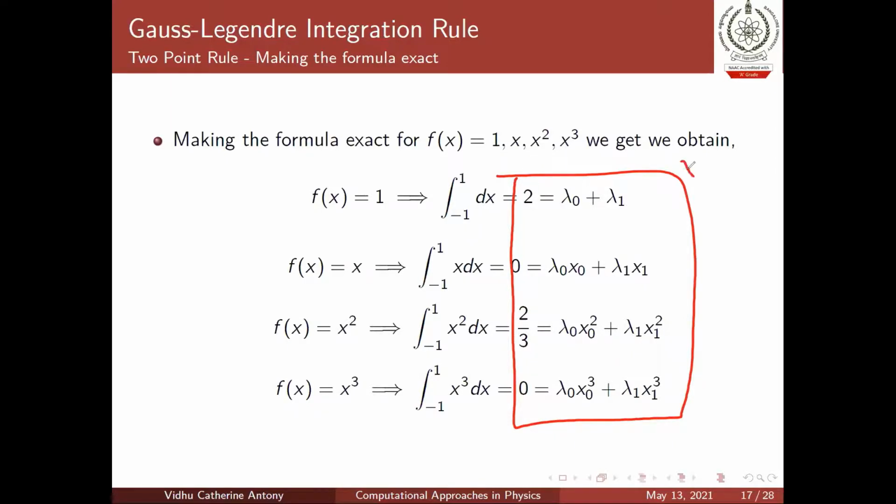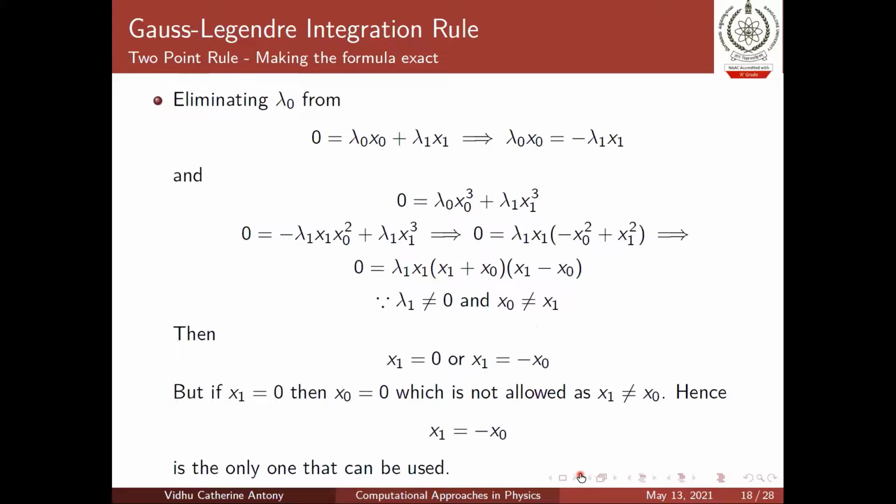But keep in mind the conditions. We have lambda naught, lambda 1 not equal to 0. Also you have x naught not equal to x1. So you need to keep these things in mind. Lambda 1 is not 0, x naught is not equal to x1. You need to keep these two things in mind when you're trying to evaluate it.